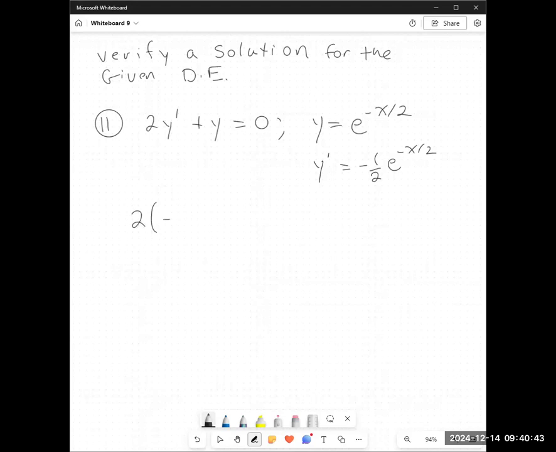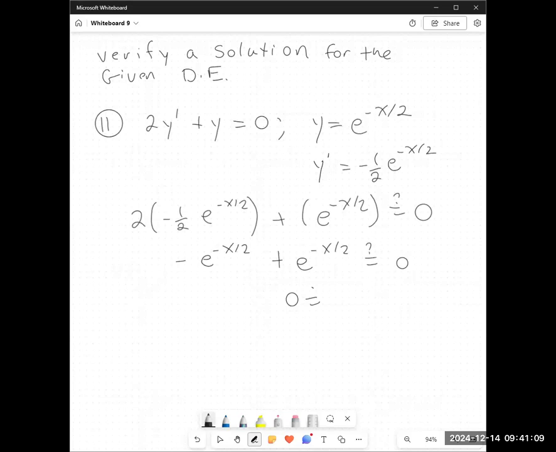2 times negative 1/2 e to the negative x over 2 plus e to the negative x over 2. And we're going to verify, is that equal to 0? 2 times negative 1/2 is negative 1. Zero is equal to 0. So yes, this is a solution here.